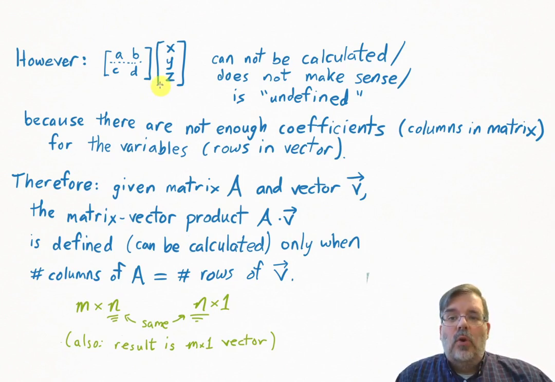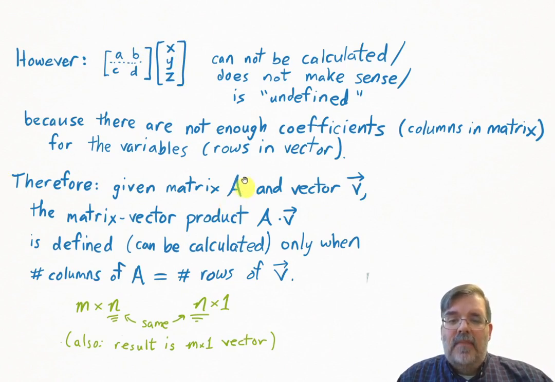Because if we go through our normal process and partition the coefficient matrix into rows, and then if we try to do the dot product of this row with this column, we have 2 vectors of different sizes. This row has 2 elements. This column has 3 elements. So we cannot calculate the dot product in this case. And there are not enough coefficients, there's not enough columns in this matrix for these variables. So this leads us to the following observation.